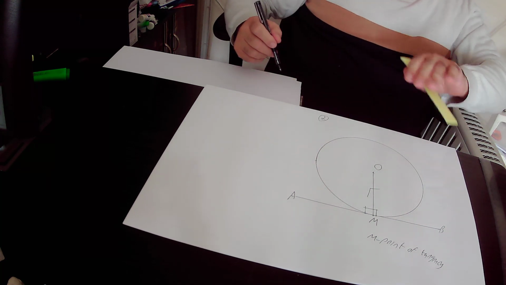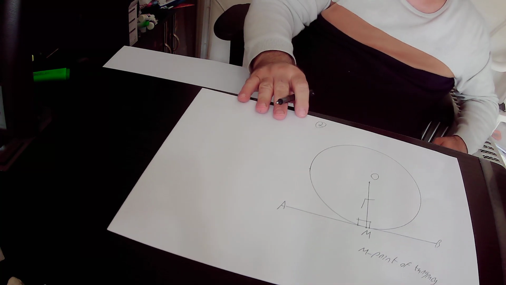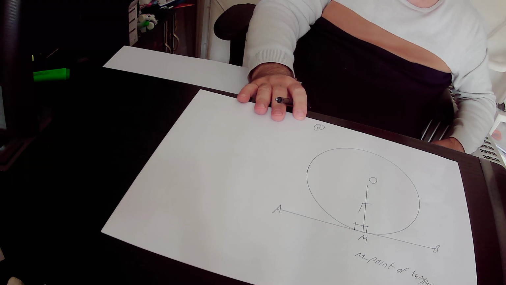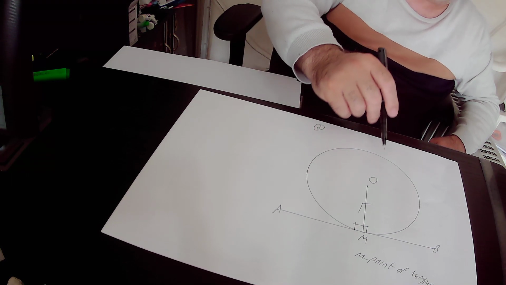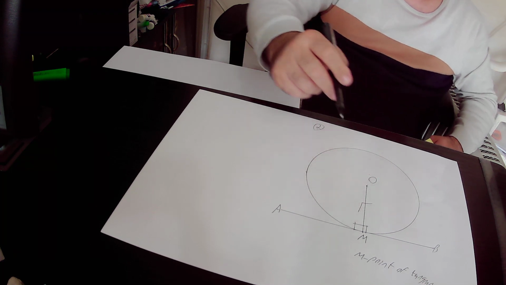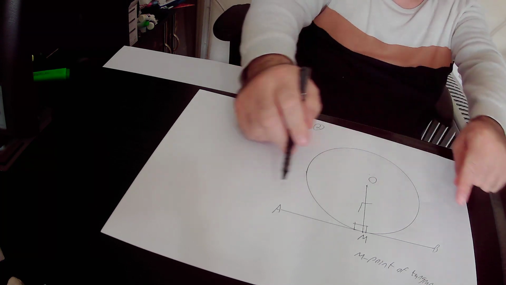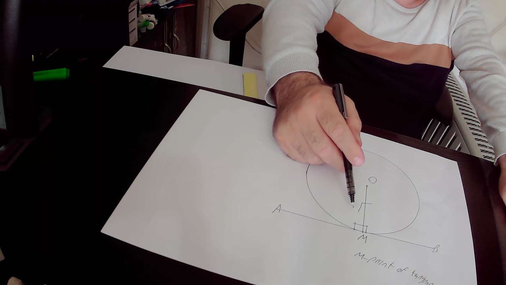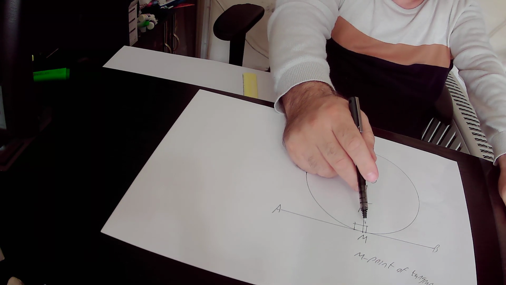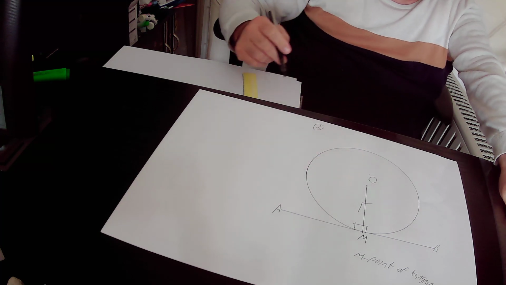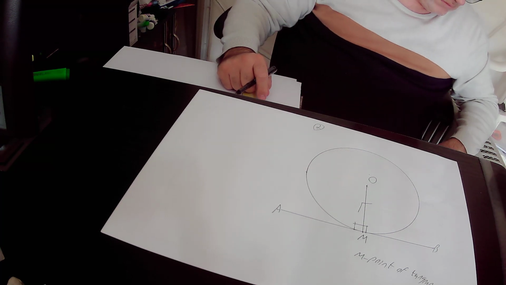So whenever you have a radius, like in this drawing, that is drawn to the point of tangency, then the tangent AB will be perpendicular to this radius, that is to say this angle equals 90 degrees and this angle also equals 90 degrees. Okay?